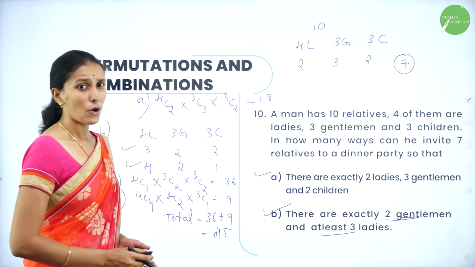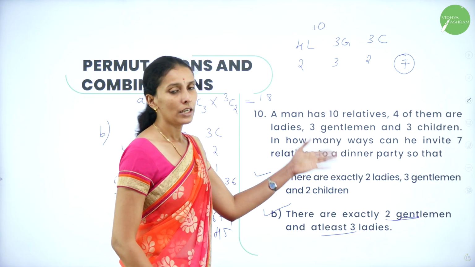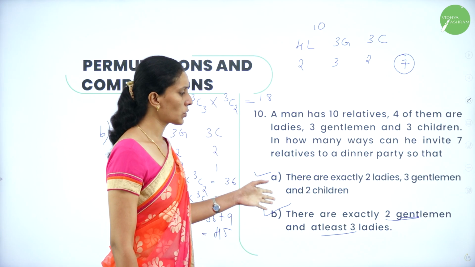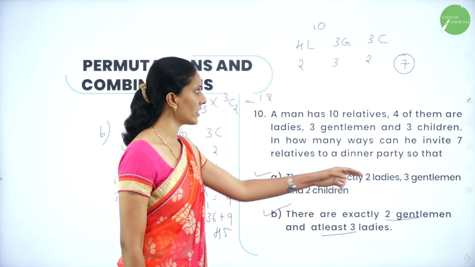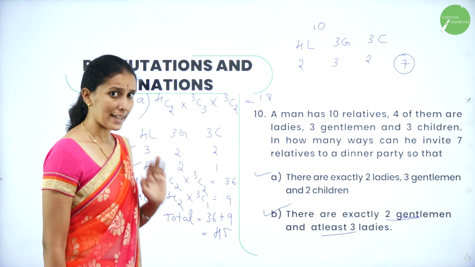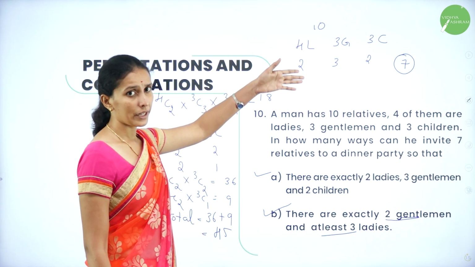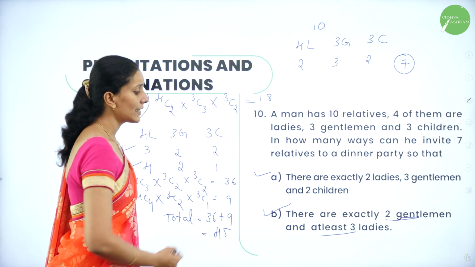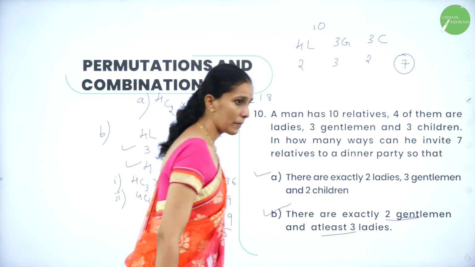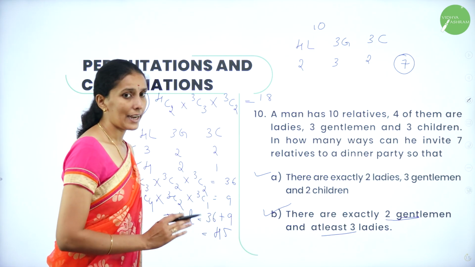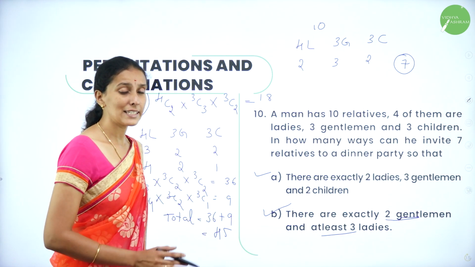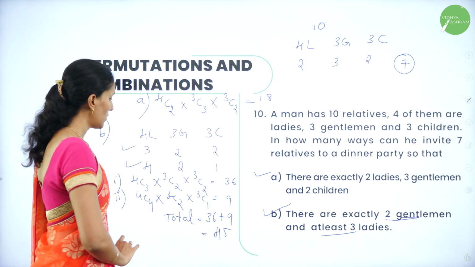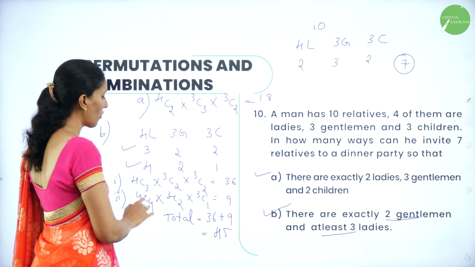Now, this is how we can select. See, what is the question given? Out of 10 relatives, he has to invite 7 relatives. And my first question is, he has to invite 2 ladies, 3 gentlemen and 2 children. So that is an exact number. Therefore, my combination will be like this: 4C2, 3C3 and 3C2. Whereas in the second case, 2 gentlemen can be invited, but exactly 3 ladies they have not given. They have given at least 3 ladies. It means I have the chance to invite either 3 or 4. So it may be 4C3 or 4C4.